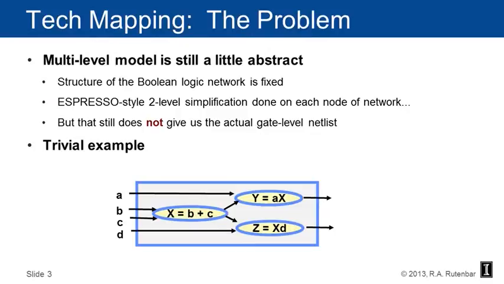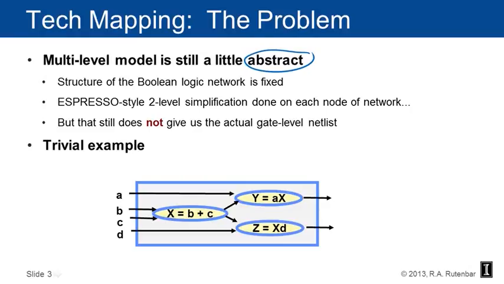What is the problem? The problem is that the multi-level model is still a little bit abstract. So, what happened in the multi-level synthesis technology that we talked about? We figured out the structure of the Boolean logic network. And so in my little example here, which has inputs A, B, C, D, 3 nodes in the network, X equals B plus C, Y equals AX, Z equals AD, we figured out the right high-level structure of the network, what the nodes are and how they're connected. And we also did espresso-style two-level simplification on the inside of each of these nodes, the yellow nodes in the network, so we optimized them well.